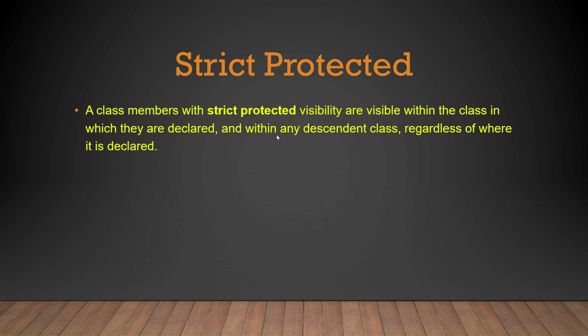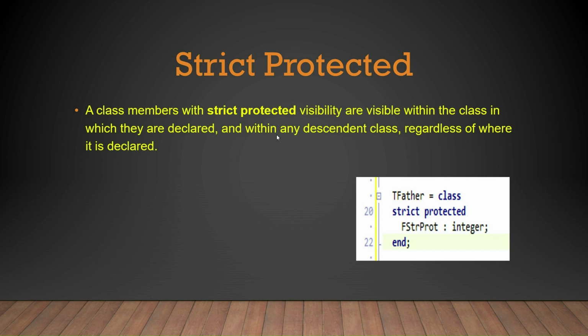Now strict protected. Strict protected is a little bit more restricted than protected. Class members with strict protected visibility are visible within the class in which they are declared, and within any descendant class, regardless of where it is declared. And this is the way we can declare a strict protected member.